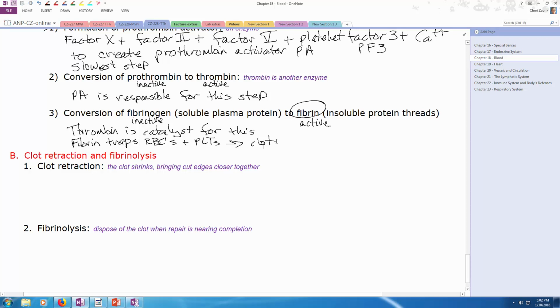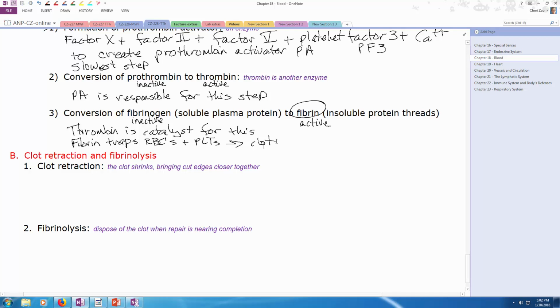So now we have that big glob of clot inside your blood vessel that was previously compromised, and do we want it to stay there? No, because in essence, it can ultimately obstruct the entire vessel itself if we don't do something with it and get rid of it.